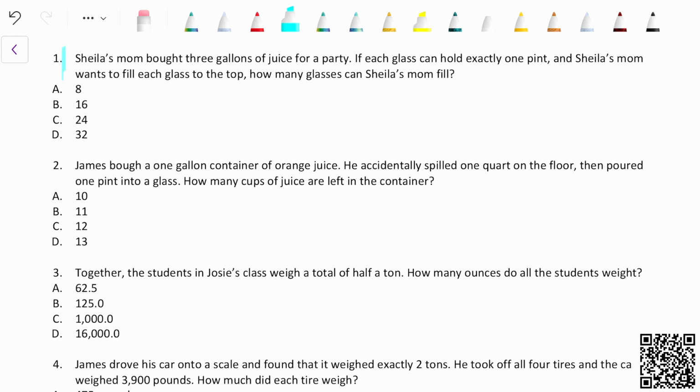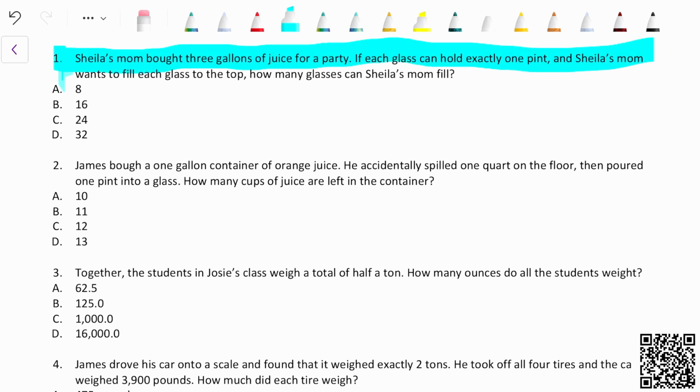So our first question today is, Sheila's mom bought 3 gallons of juice for that party. If each glass can hold exactly 1 pint, and Sheila's mom wants to fill each glass to the top, how many glasses can Sheila's mom fill?